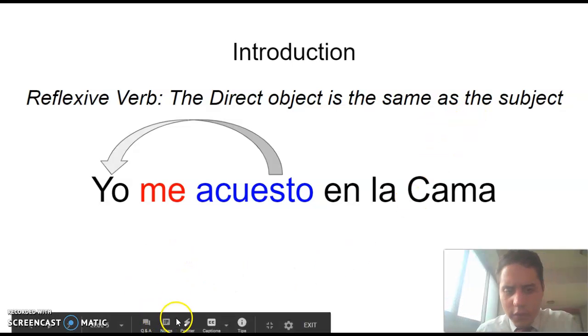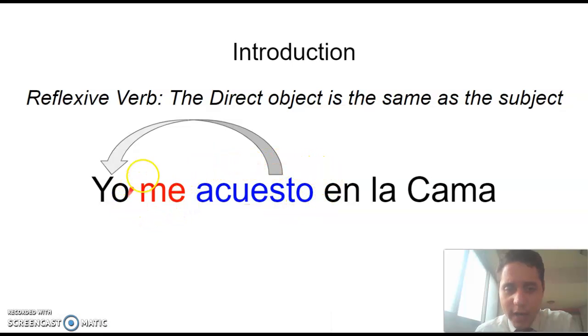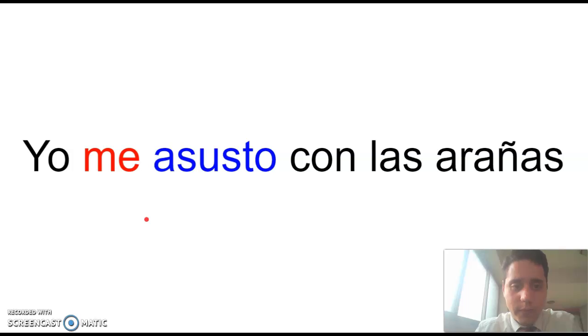Now, you see right here that to make this verb reflexive, you have to add a pronoun, a special pronoun. I will talk about that in a bit. I just want to give you another example. Yo me asusto con las arañas. I get scared with spiders. Yo me asusto con las arañas. Who is receiving the action? Yo, again. Yeah, me. So, this is a reflexive verb too. To make it reflexive, you use the reflexive pronoun.